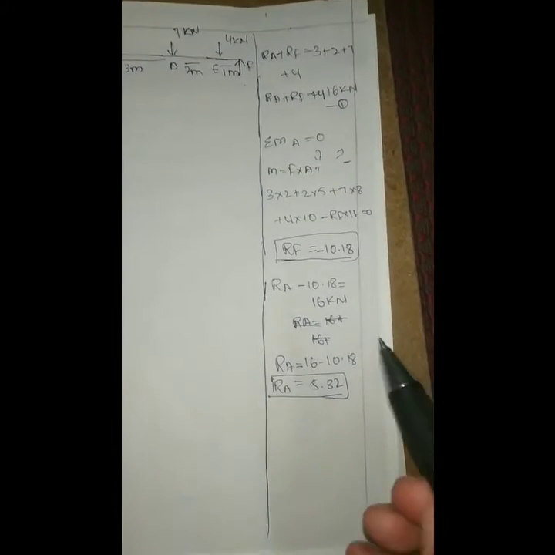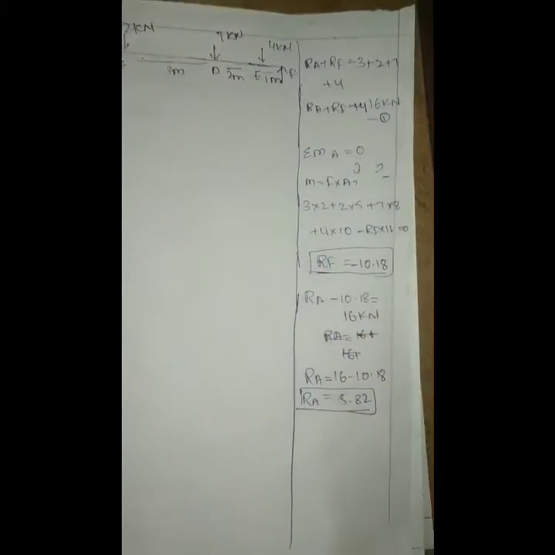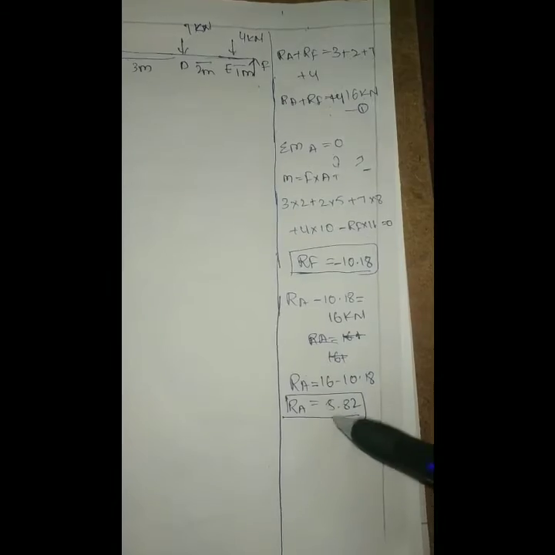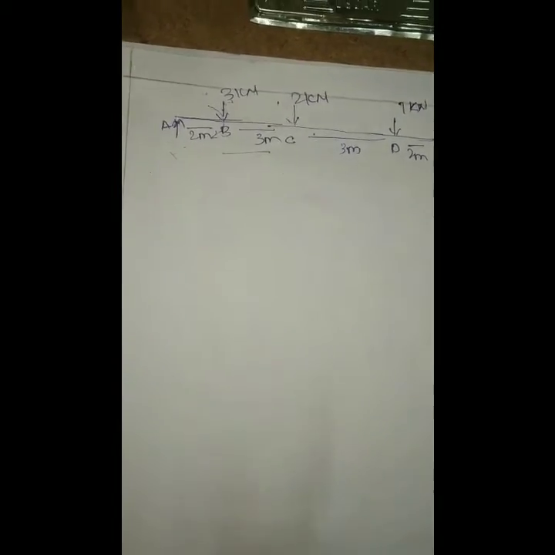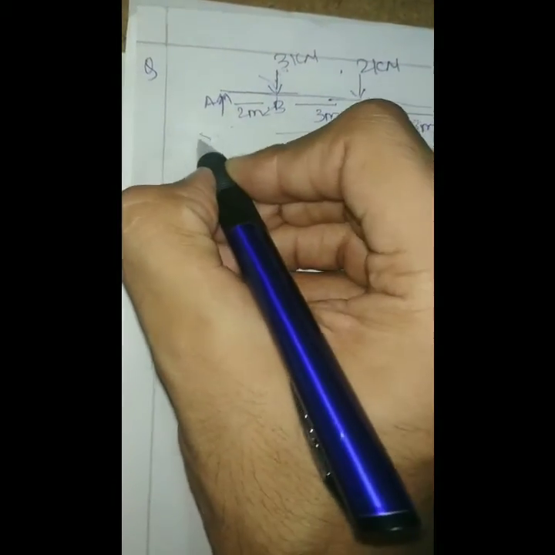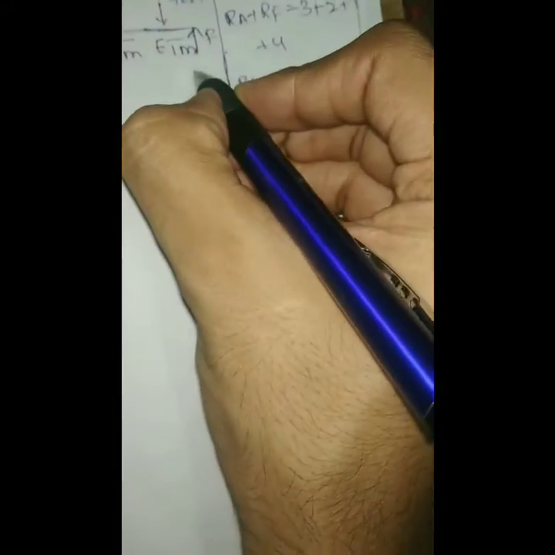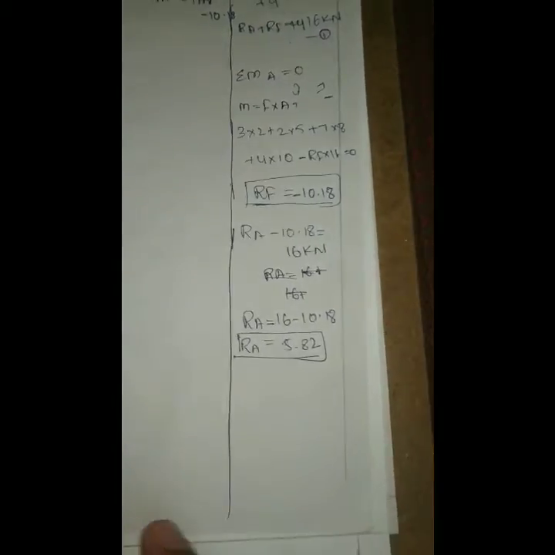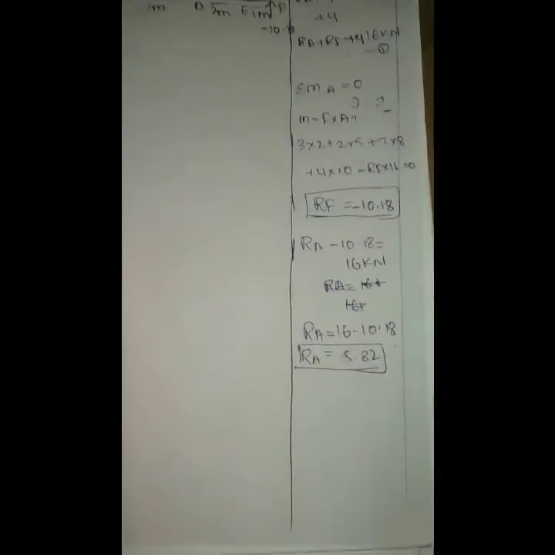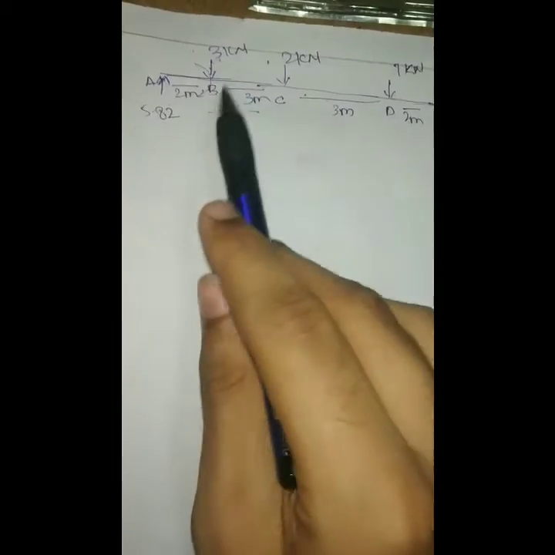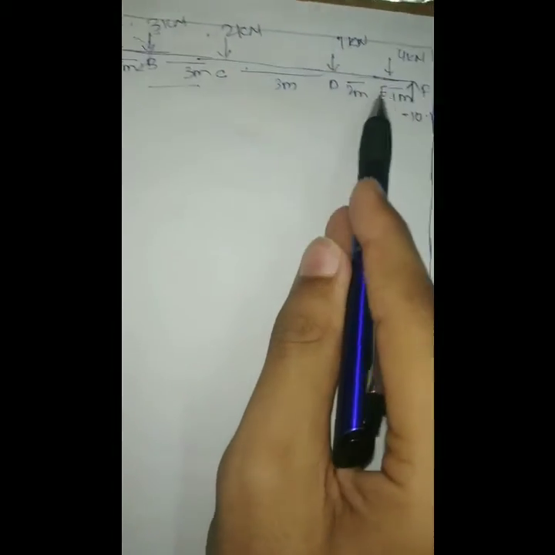Okay, so after that we got both the reactions RA and RF. By substituting RF in this equation, we got RA also. So now let's put the reactions on the diagram. RA is 5.82 and RF is 10.18. So after getting the reactions, we have all the forces on the beam right here.